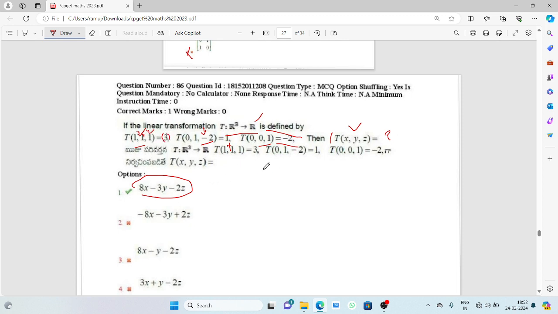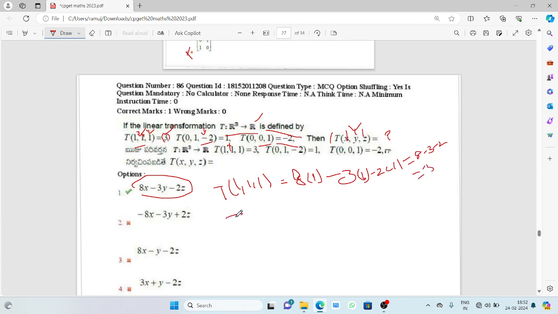So if I take that T of (1, 1) by using these x, y, z, I can check it: 8 into 1, minus 3 into 1, minus 2 into 1. If you clearly see that, it will give you 8 minus 3 minus 2. So you can get it as 3. So the first condition is satisfying.